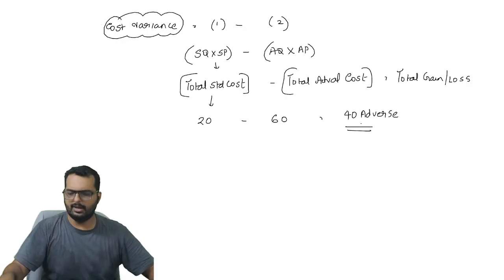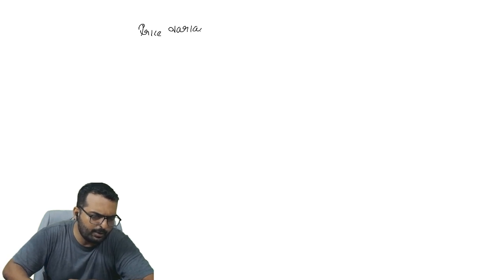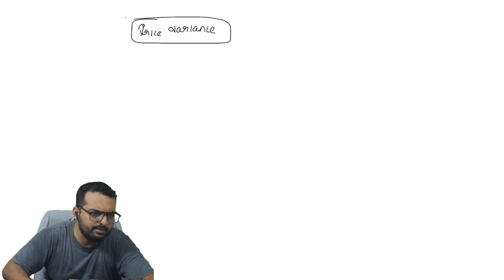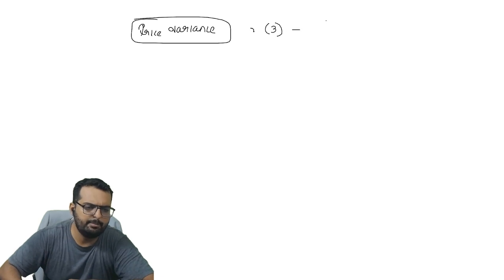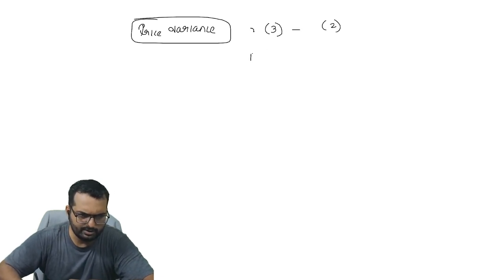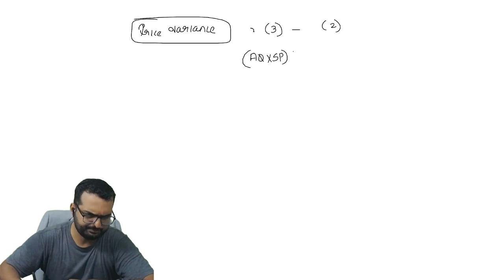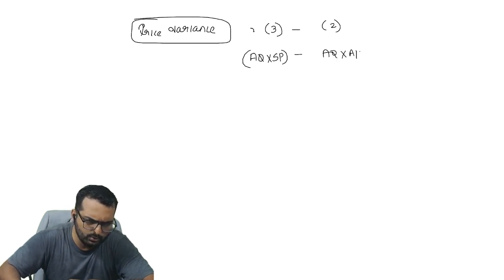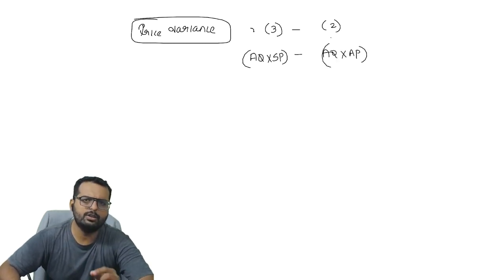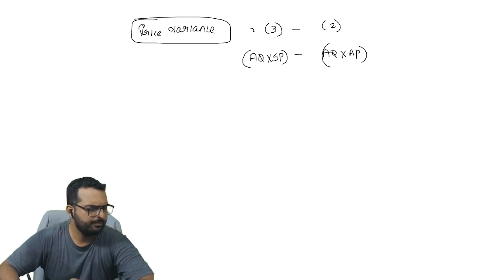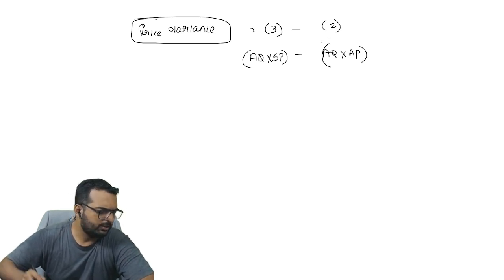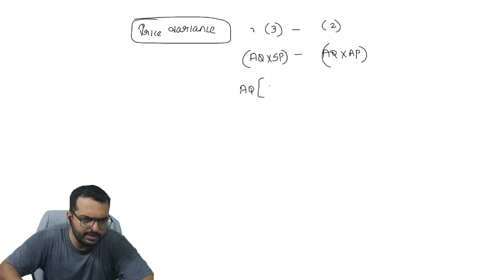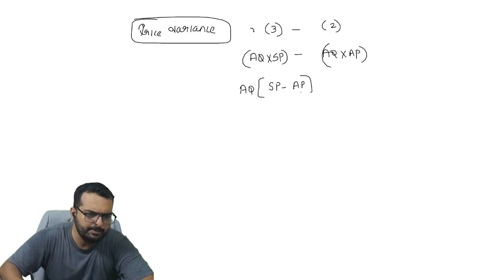All right, friends. Everybody's done writing this. Okay. Next logic is price variance. Right? Price variance. So everyone tell me what is the formula for price variance? 3 minus 2. So that will be what? AQ into SP minus AQ into AP. Tell me, friends, what is the common factor over here? What is the common factor over here? AQ.